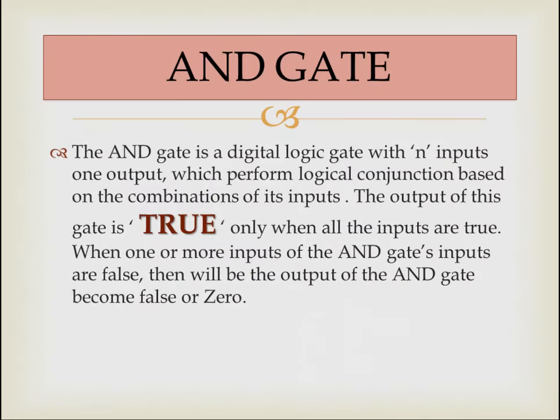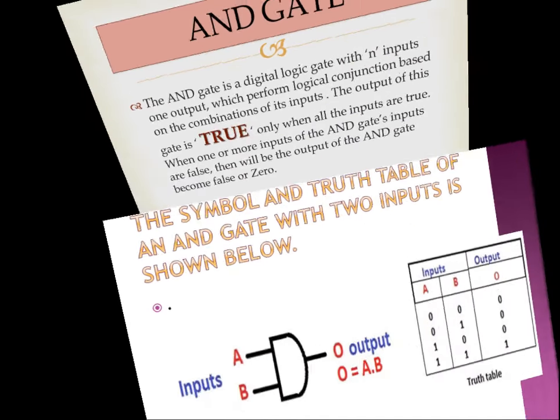Okay, number one is the AND gate. The AND gate is a digital logic gate with n inputs and one output, which performs logical conjunction based on the combination of its inputs. So it totally depends upon the inputs. What if the inputs are zero, how will it perform? The output of this gate is true only when both of the inputs have a source. If an input is zero, it won't work, and the output of the gate would be zero.